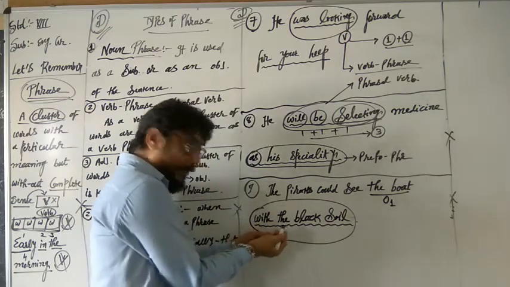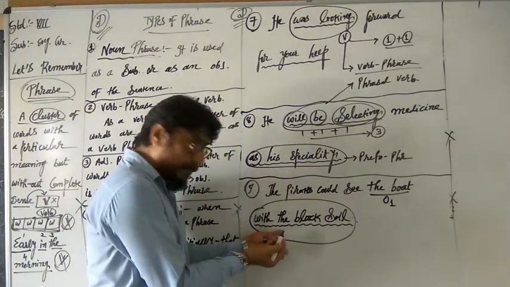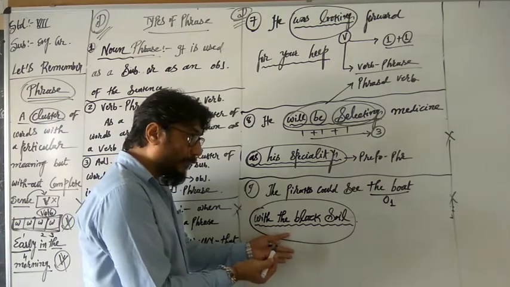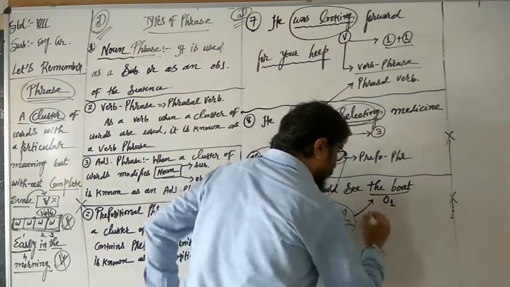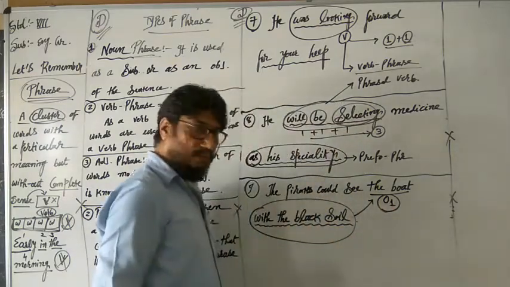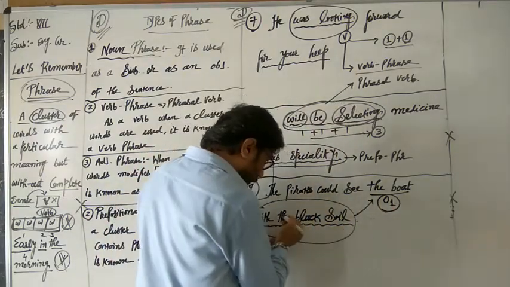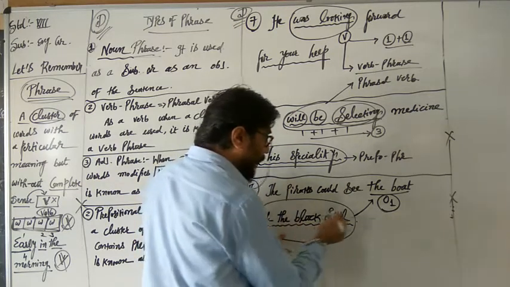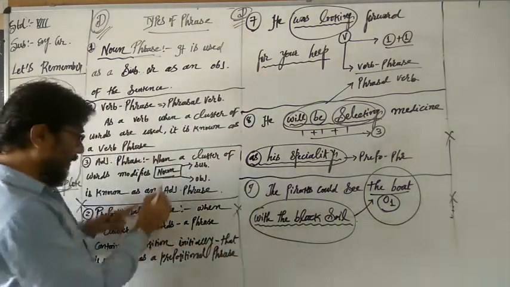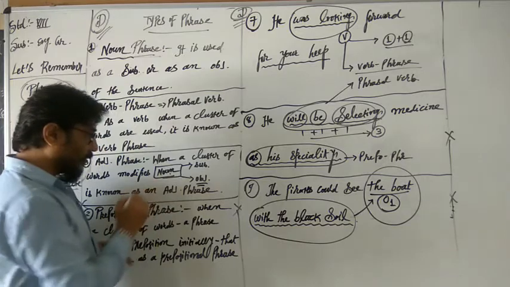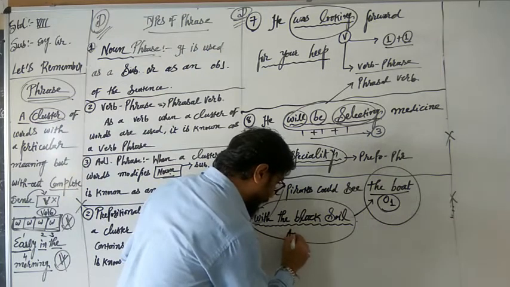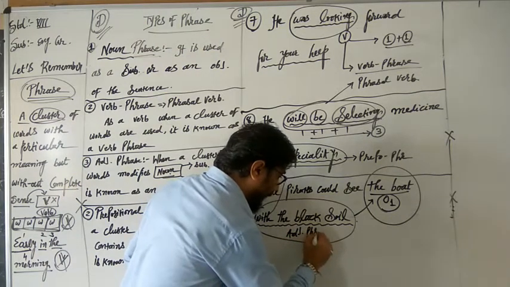It means here in your text, this is the underlined phrase, with the black soil. This phrase is directly connected with the boat. What is the boat? The boat is the first object. Hence, this cluster of words modifies, qualifies the object. What will be in the place of the object? There will be a noun. So what is this? Adjective phrase.